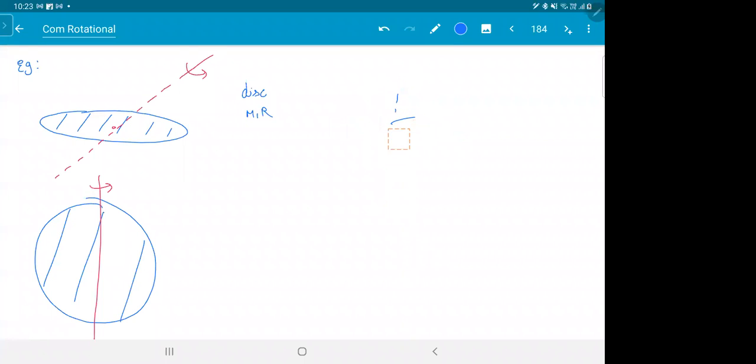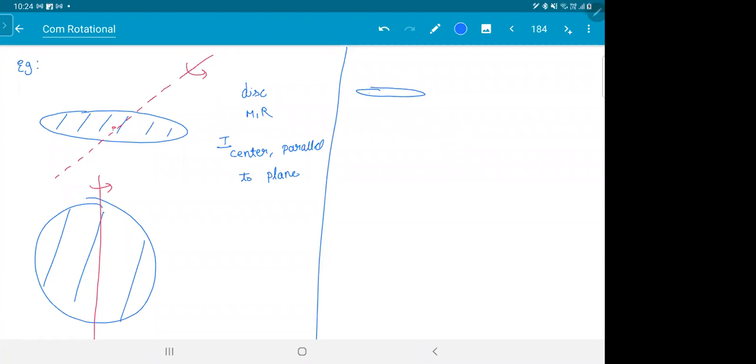So here this is an axis in the plane. It is passing through the center, but it is parallel to the plane. That was perpendicular to the plane. So how do we do this? First thing. For this plate, perpendicular to the plane, this was Z. This is perpendicular to the plane, and you know the answer for this. So I_z is M R squared by 2. Is that fine? That too we know. Next thing.